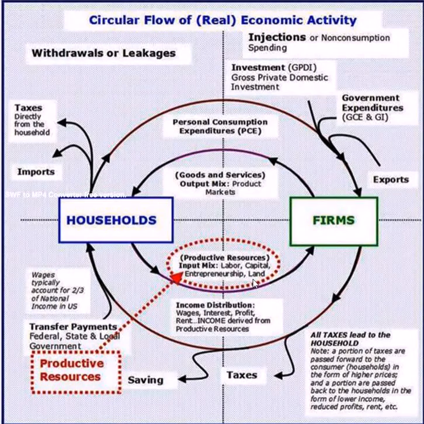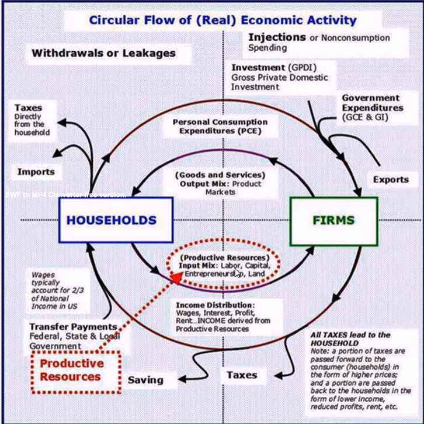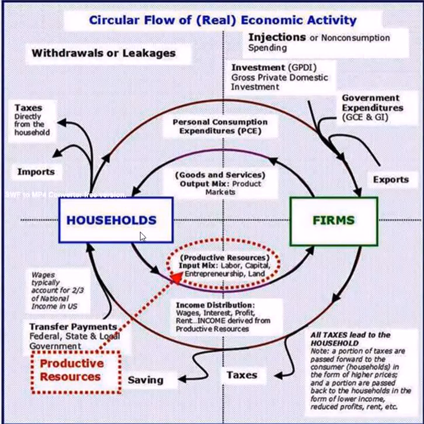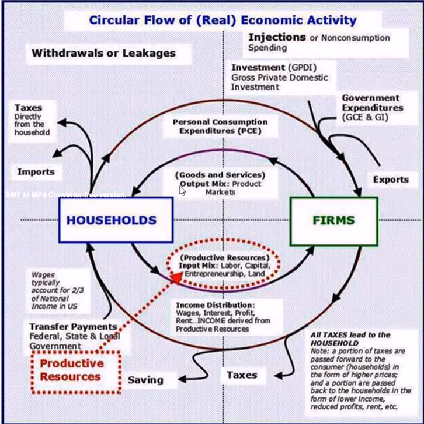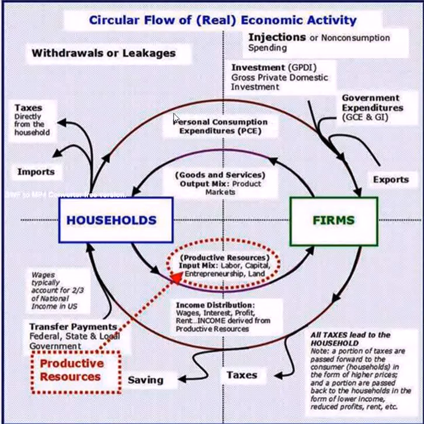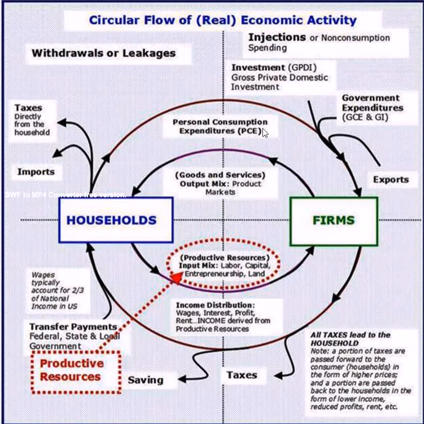Some households have all four. Others are just laborers. Few are just capitalists, etc. Now, not only are they the supplier of productive resources, they also are the most important demander of goods and services produced in the economy. And when households buy these goods and services, most of them are called personal consumption expenditures, but they do make capital expenditures, such as housing.